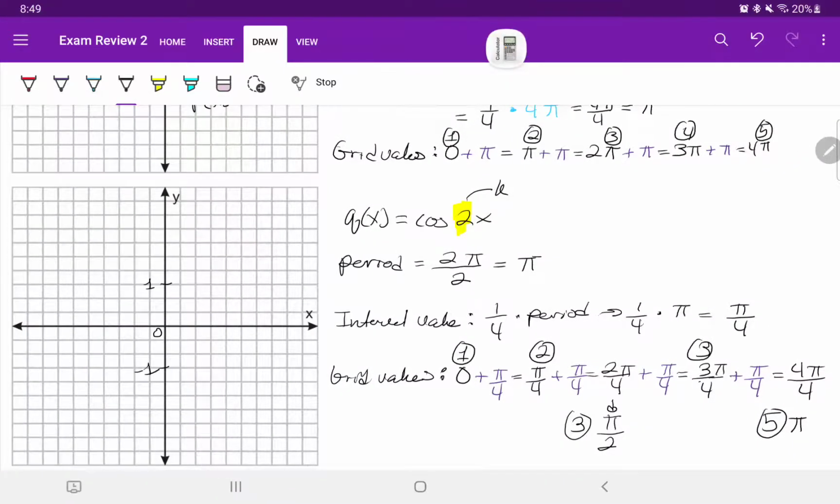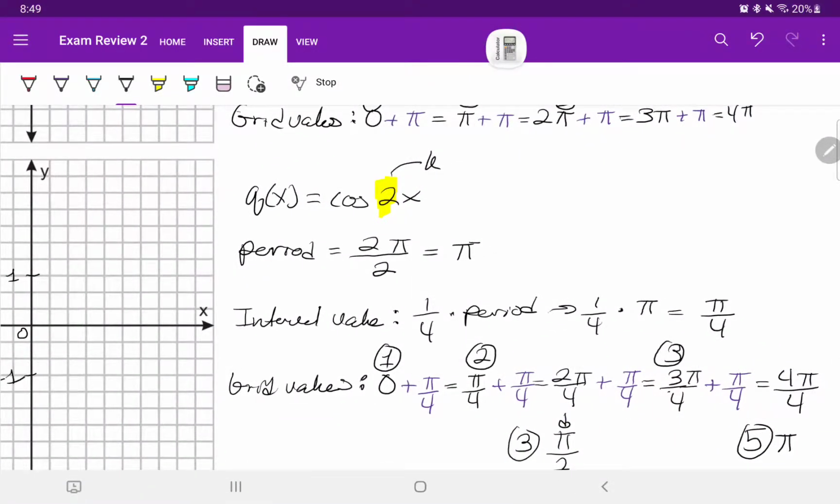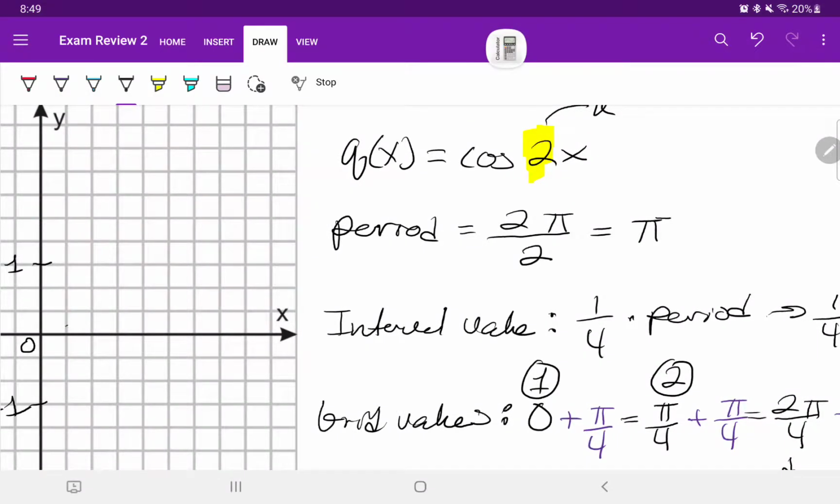Let's place those grid values on our axes. So that's going to be 0, which is already there. Now, pi over 4. I want to put pi over 4 right here. Pi over 2. 3 pi over 4. And then pi. Matter of fact, you know what? I'm going to space it out instead of doing that.